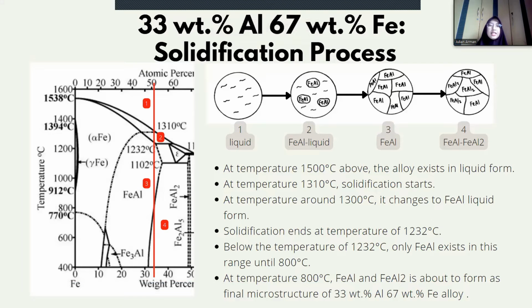Based on this phase diagram, it can be seen that in region 1, at temperature 1500 degrees Celsius and above, the alloy only exists in liquid form. Going down to 1310 degrees Celsius, the solidification process starts. At around 1300 degrees Celsius, in region 2, it changed to FeAl liquid form. Solidification ends at a temperature of 1232 degrees Celsius. Below 1232 degrees Celsius, only FeAl exists in this range until 800 degrees Celsius. It is in region 3. At 800 degrees Celsius, FeAl and FeAl2 are about to form as the final microstructure of the 33 weight percent aluminum, 67 weight percent ferrum alloy.